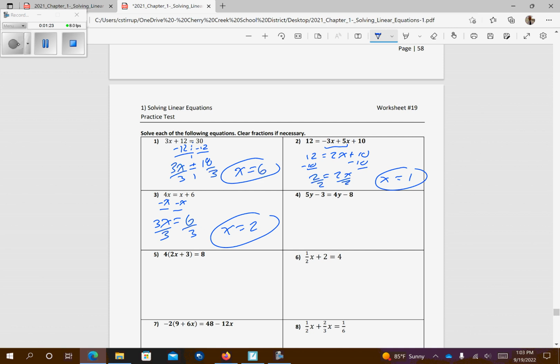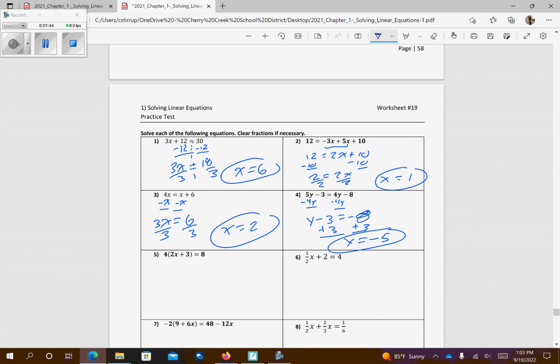Problem number 4, we have multiple things to do. So I'm going to subtract 4y first. Remember, I could start pretty much anywhere on this one. So then I get y minus 3 equals negative 8. Add 3 to both sides. So negative 8 plus 3 is negative 5.